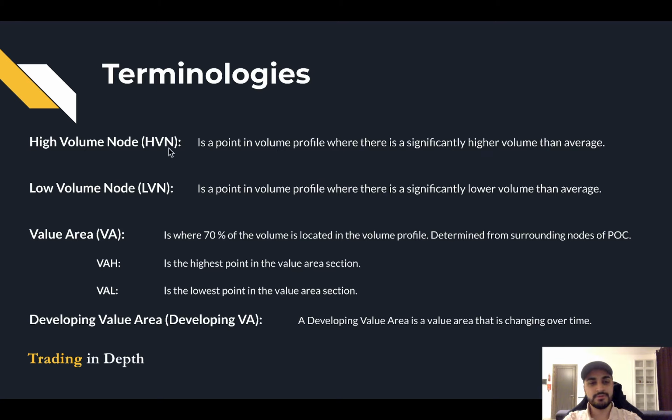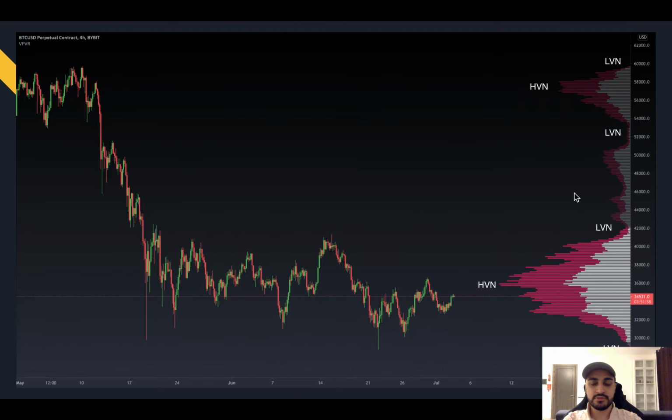High volume node, or HVN, is a point in volume profile where there is a significantly higher volume than average. Okay, high volume node, significantly higher volume. Low volume node, or LVN, is a point in volume profile where there is significantly lower volume than average. Okay, let's go to another chart, another example, and show you what I mean.